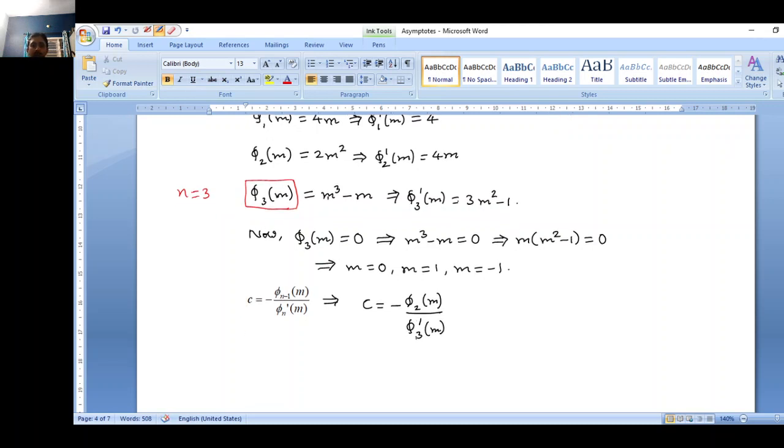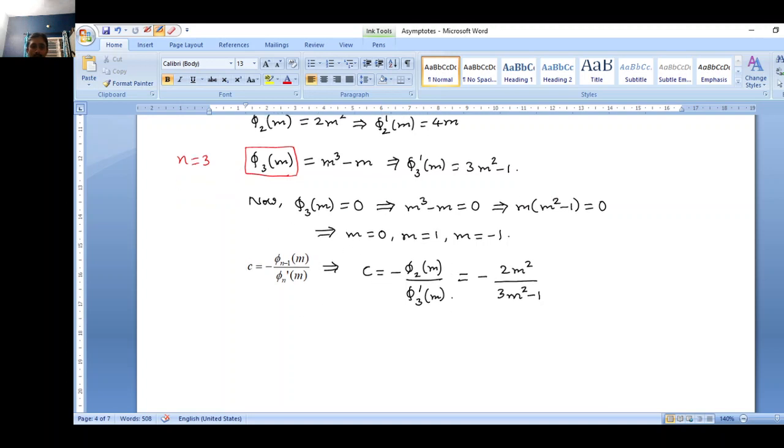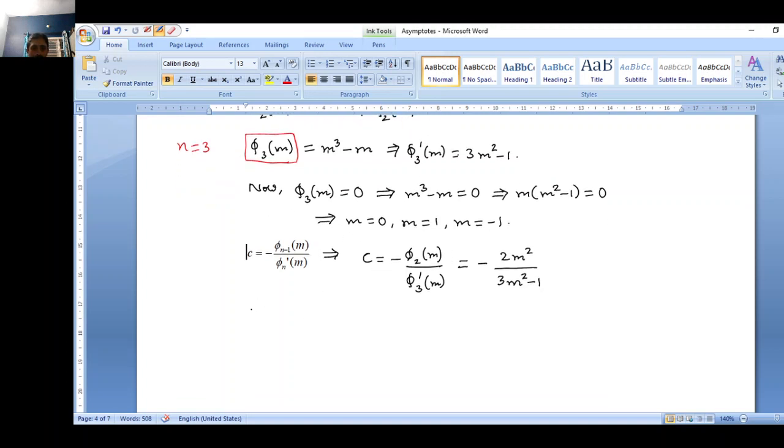Okay, so now we'll use this formula to find out the corresponding values of C. Now what is phi 2 of m? Phi 2 of m, as we can see, is 2m square. And what is phi 3 dash of m? Phi 3 dash of m is 3m square minus 1. Correct? So now we'll use this formula to find out the values of C corresponding to m's.